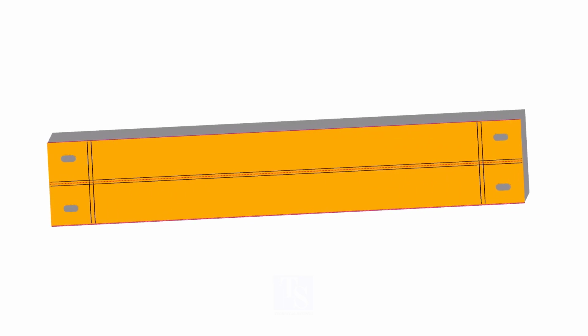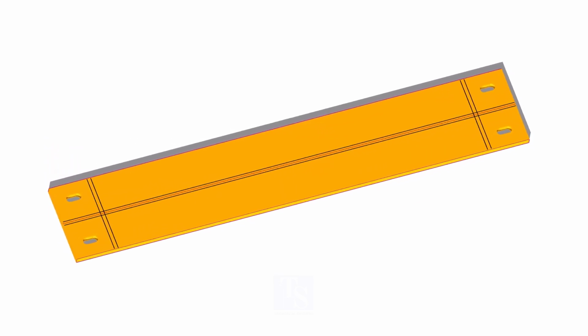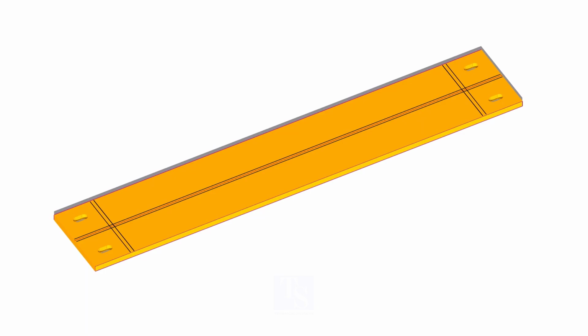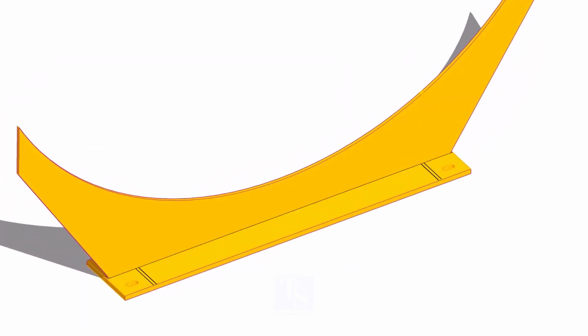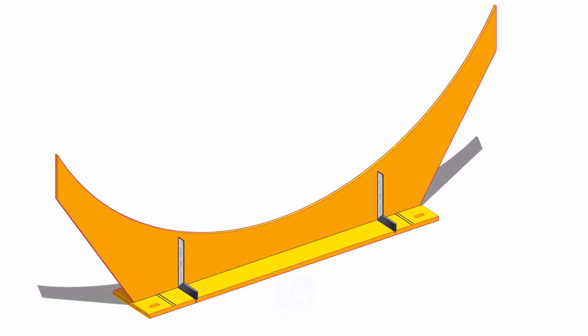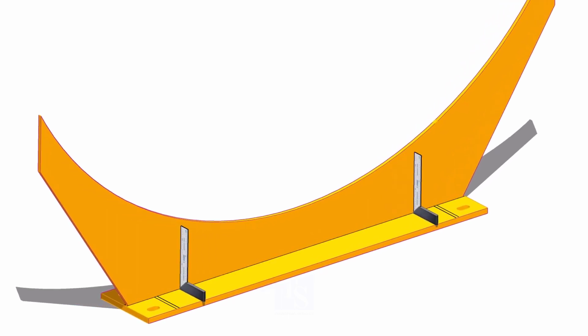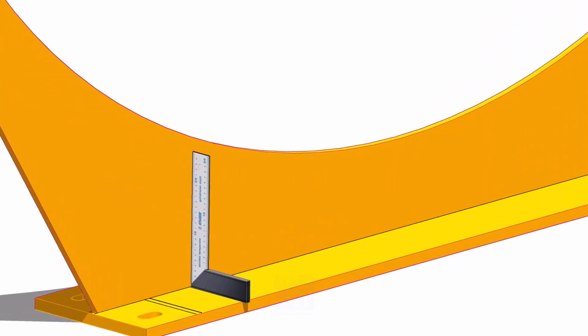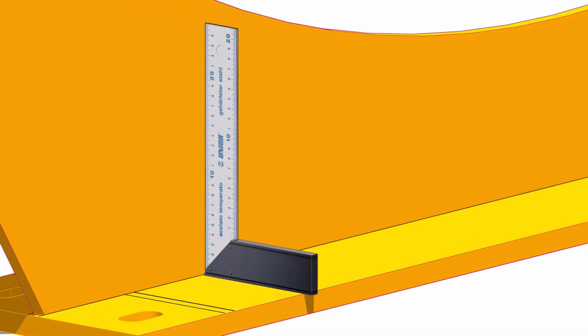Let us fabricate now. Mark the center line and the thickness of the web plate on the base plate. Mark the location of the stiffeners. Put the web plate on the center of the base plate. Make sure the web plate is right angle to the base plate. Tack weld on both sides.